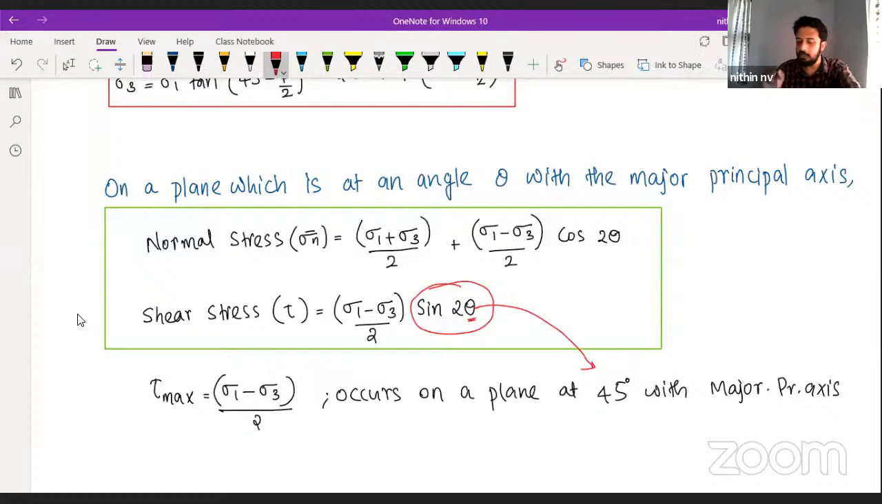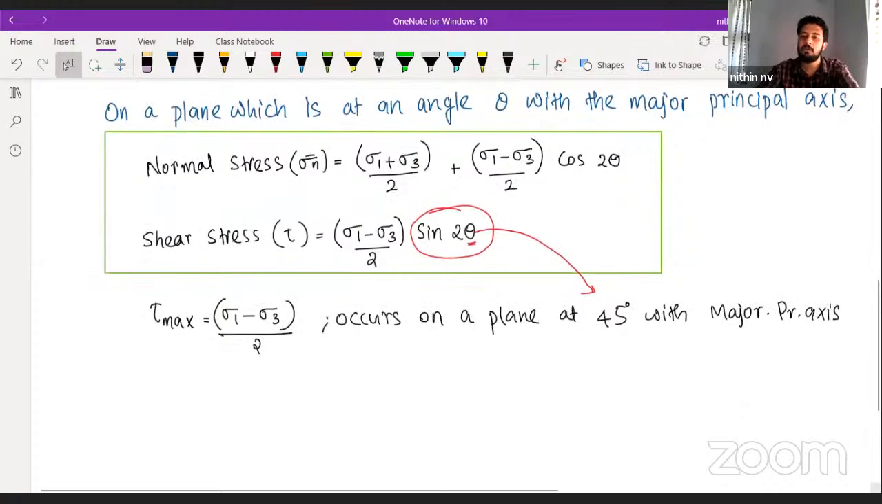So if they are asking what the maximum shear stress on a body is, what can we do? Simply substitute theta as 45 degrees. What will be the equation? Sigma 1 minus sigma 3 by 2.